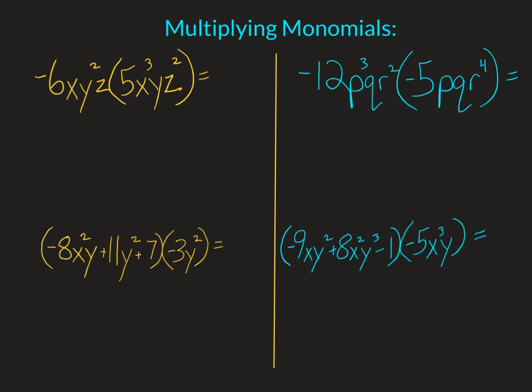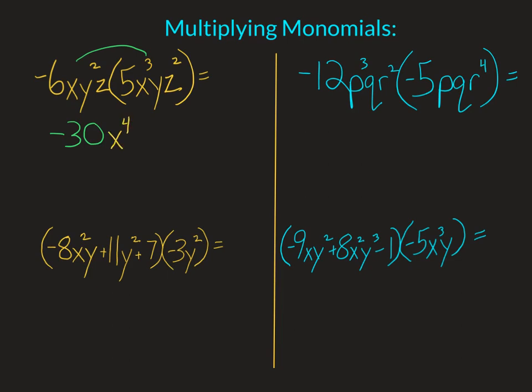All right, multiplying monomials. Just distribute straight through. And this is really what we just did with our FOIL problems. There's just maybe more here. Negative 6 times 5, negative 30. And now work through your variables. Okay? So I've got 1x and 3x's inside. That's a total of 4x's.